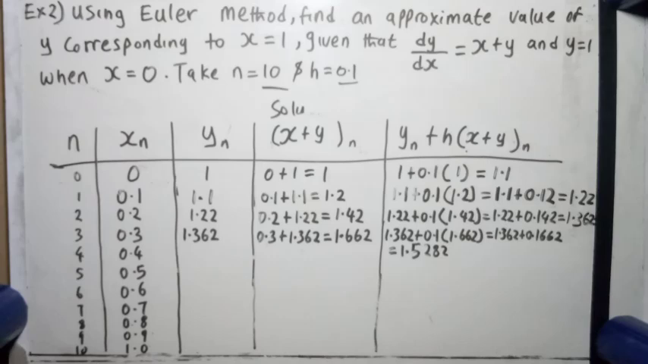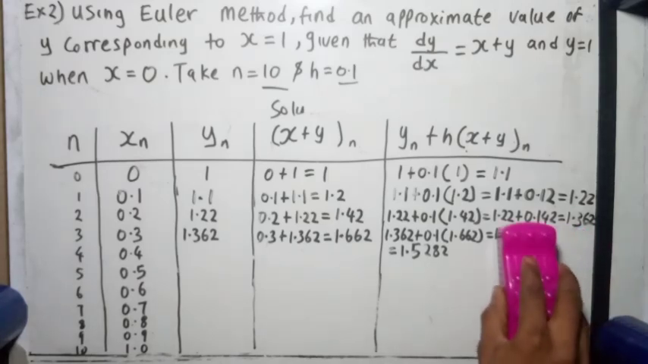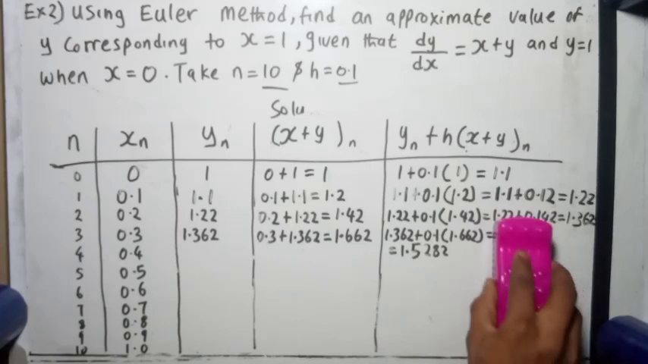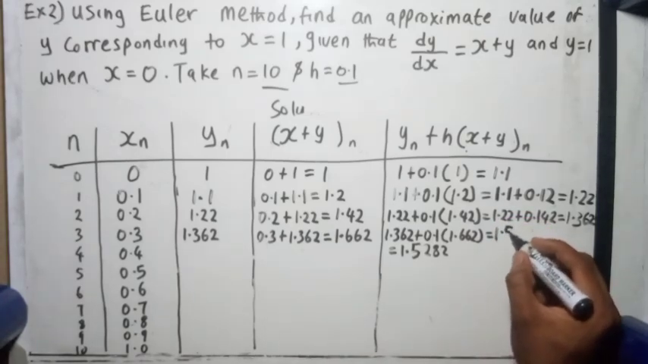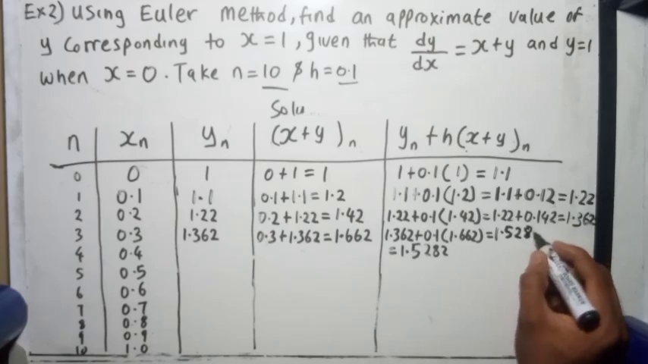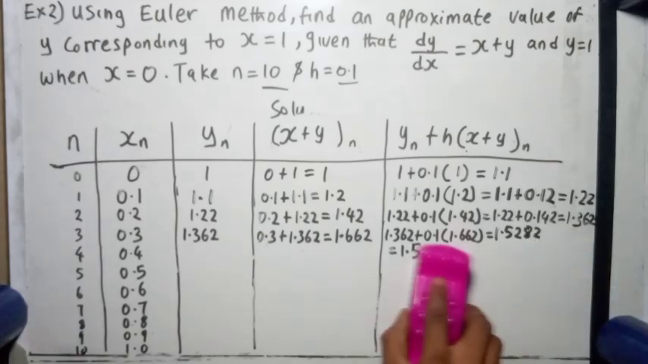Now the 5282 will take our fourth line. So I just clean this one. So this is 1.5282. We have gotten the fourth value.